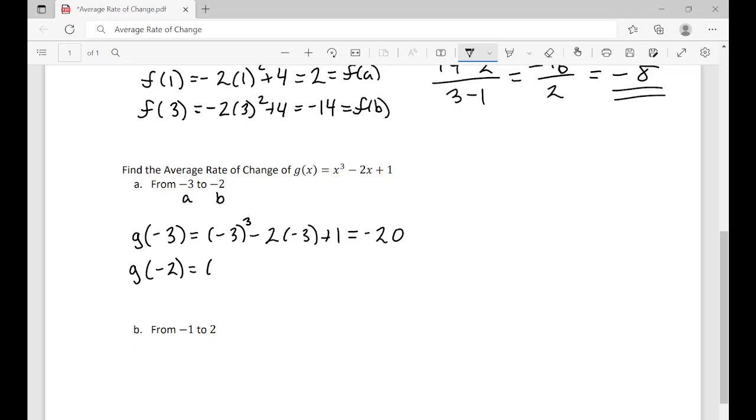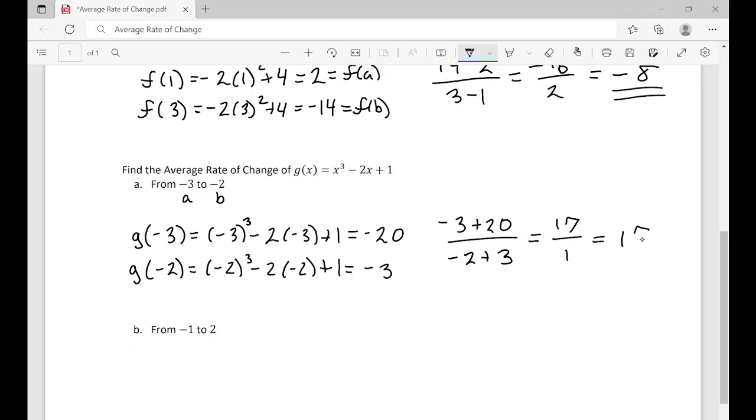Then g of negative 2 is negative 2 cubed minus 2 times negative 2 plus 1, and that's going to be negative 3. So g of a and g of b. So we're going to do negative 3 plus 20, because double negatives make a positive. And then we're going to do negative 2 plus 3, again, double negatives. That's going to be 17 over 1, which will just be 17. So the average rate of change between these two numbers is 17.